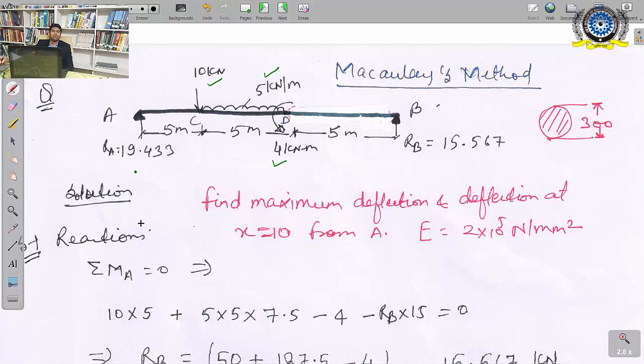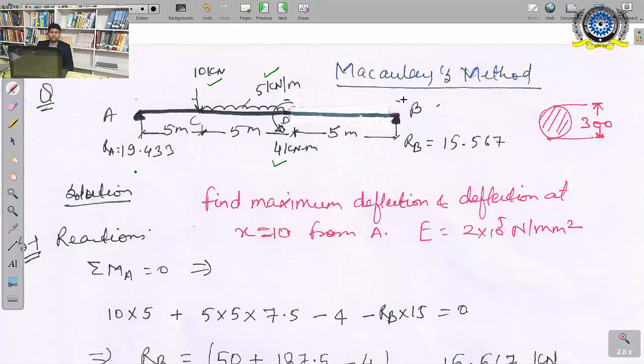Now when I write the equation of Mx, the equation of Mx will be different from A to C, then different from C to D, and then different for the part D to B. So the Macaulay method will help us to write down a single equation for all these three parts, and then we will find out the deflections.